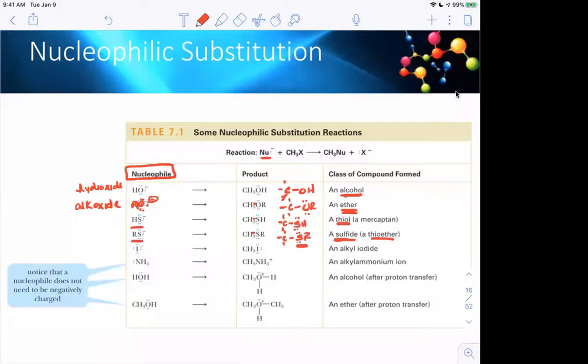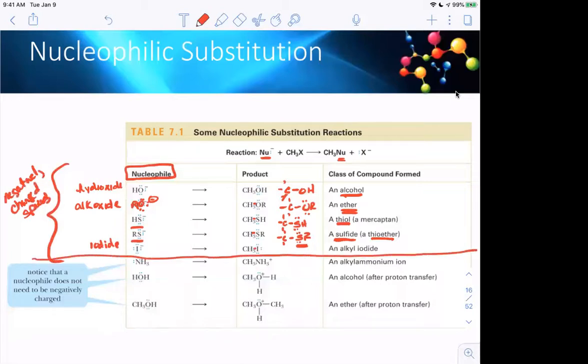I could also have an iodide ion replacing that other halogen. Iodide will actually replace bromine and chlorines. So there's reasons for that you may or may not know, but I form that carbon-iodide bond because iodide is that nucleophile. So now notice that these are all negatively charged species. And when I have them replace the halogen, I end up with neutral products formed.